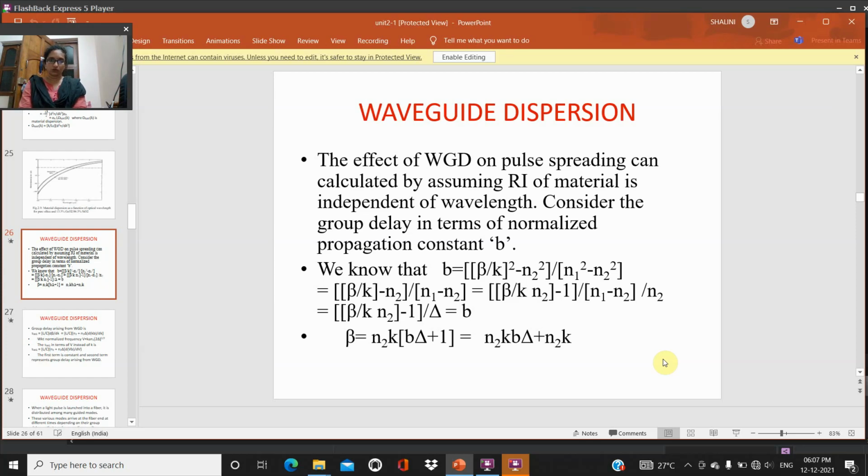So b is equal to n1 squared minus n2 squared by n1 squared minus n2 squared. Here we are writing n1 as beta by k, so we substitute beta by k in the place of n1. Then beta by k minus n2 by n1 minus n2 is equal to the above equation. Then beta is equal to n2 k into b delta plus 1, that is, beta equals n2 k b delta plus n2 k.